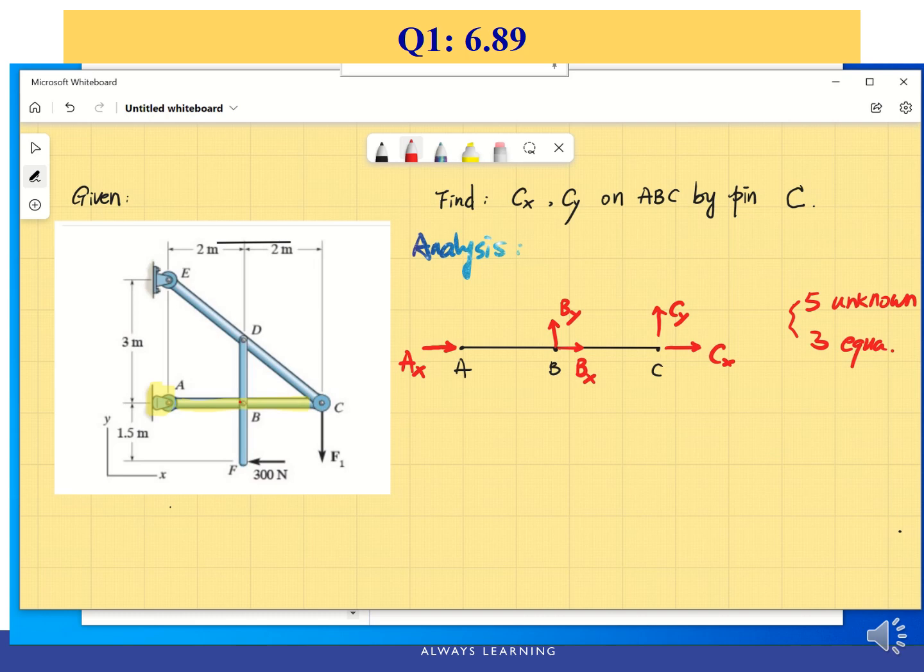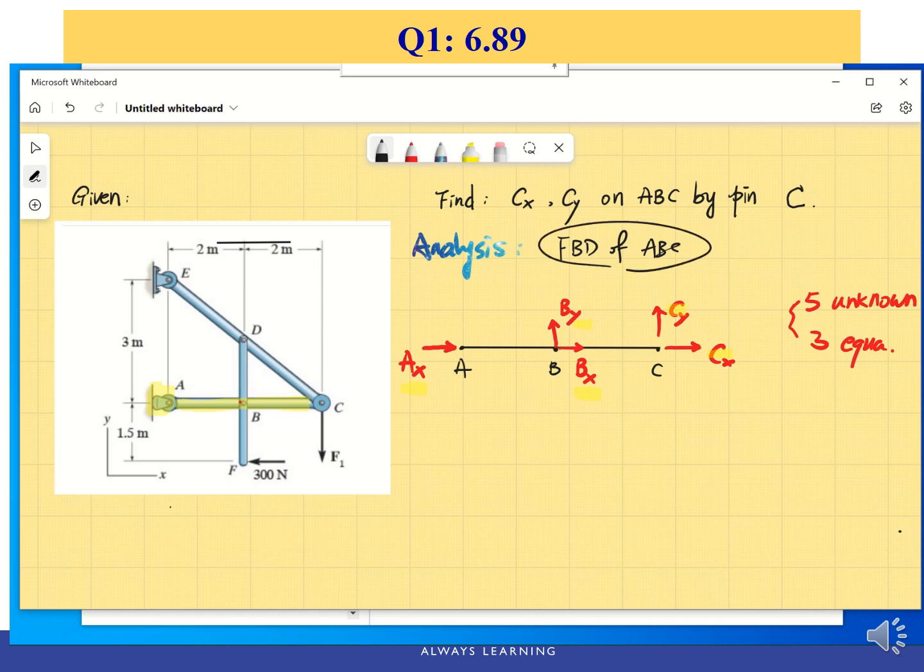So usually you probably cannot solve CX and CY directly. If you can do that, then there's no need to draw this free body diagram. So that means we probably need to find AX, BX, and BY first, and then you can solve CX and CY. That's probably the approach. Now to find AX, that's actually simple, because if you take the entire truss or entire frame, let me finish this first. This is the free body diagram of the member ABC.